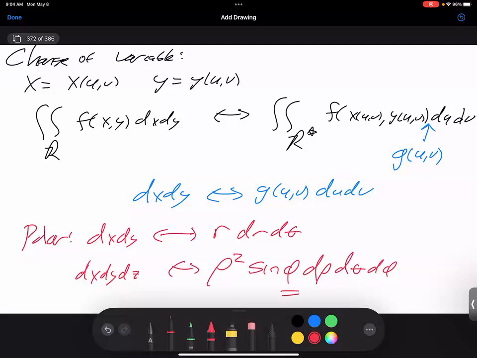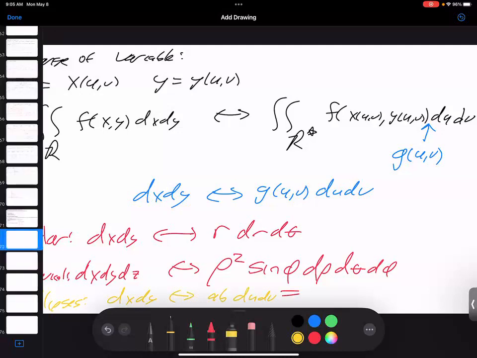And we want to figure out how do things transform. Well, we actually saw an easy case earlier. So we did polar, we did spherical, but at the end of the class, we actually did a third one. We did ellipses. And we had dx dy went to ab du dv. And that was a really nice, simple rescaling. Think of it as changing from meters to feet.